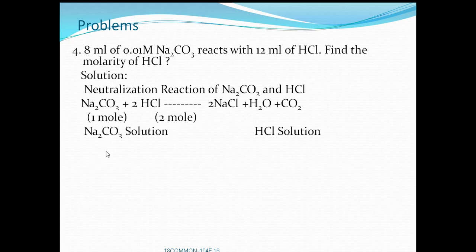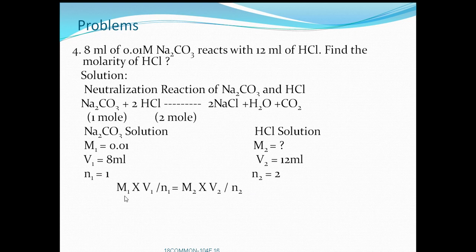Now on the left side I am writing the Na2CO3 solution, and on the right side the HCl solution. Here M1 is 0.01 M. M2 is the molarity of HCl, which we have to calculate. V1 is 8 ml, and V2 is 12 ml. So here the number of moles of Na2CO3 is 1 mole, and the number of moles of HCl is 2 moles. So N2 equals 2 moles.